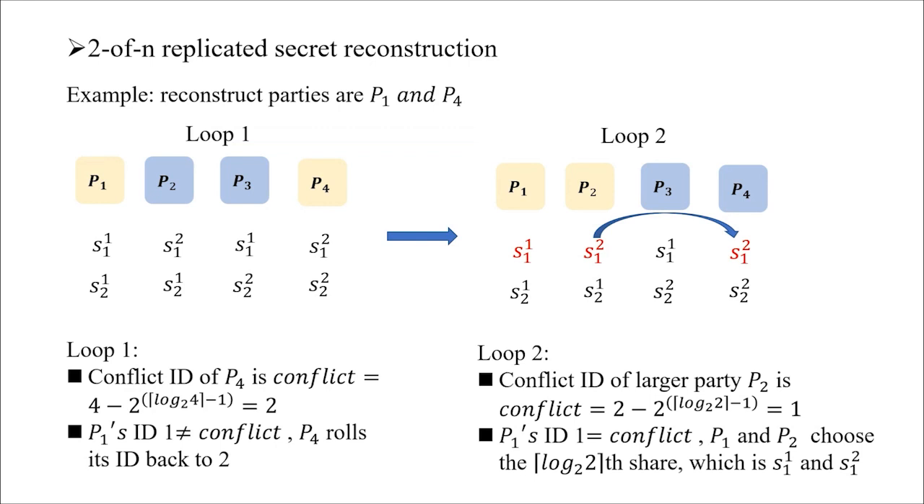Take 2-of-4 replicated secret reconstruction as an example. Assume the reconstruct parties are P1 and P4. The conflict ID of P4 can be computed as 2. P1's ID is not equal to 2, so P4 routes its ID back to 2. Next, computing the conflict ID of P2, which is 1, so P1 and P2 choose the round up log 2-th share to reconstruct the secret, which is S11 and S12.